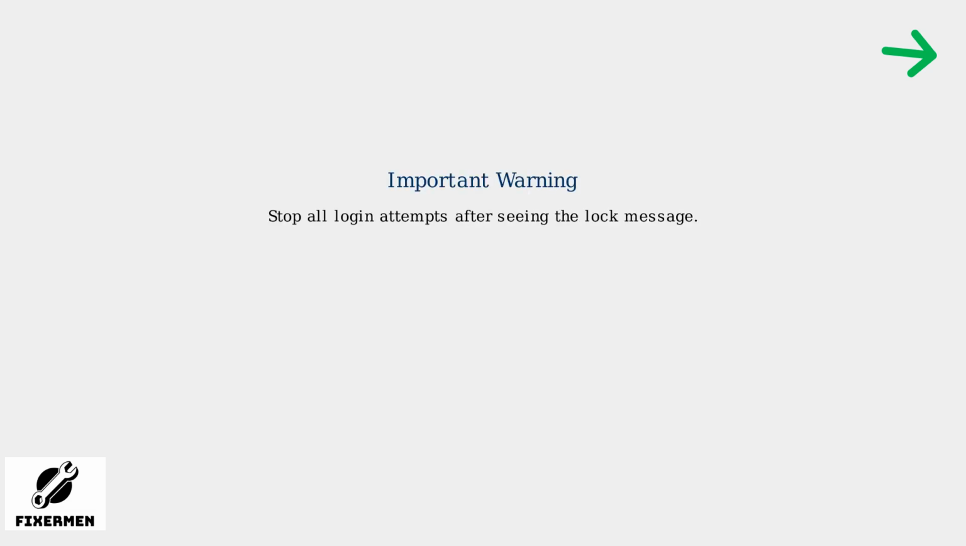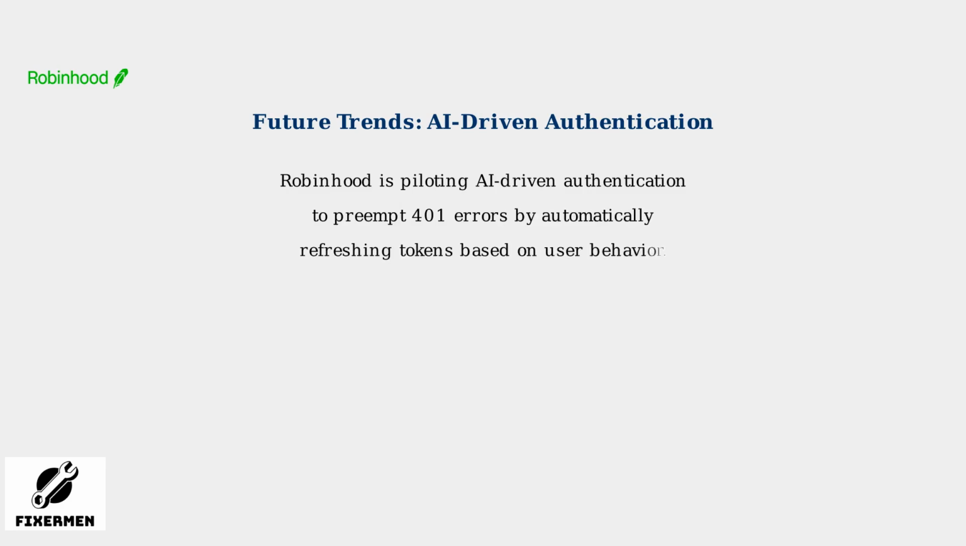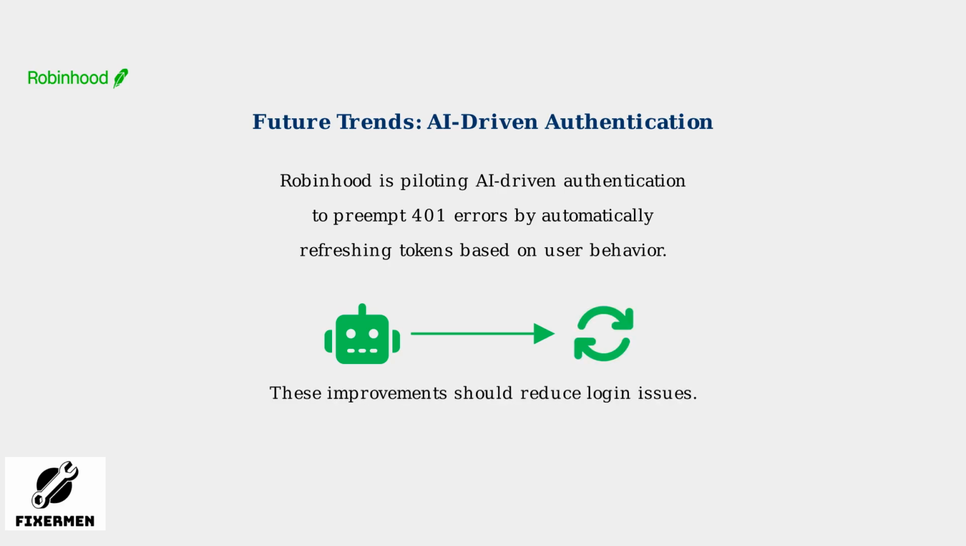Most importantly, once you receive the account lock notification, immediately stop attempting to log in. Continued attempts can prolong the lock period and may require additional verification steps from Robinhood's security team. Robinhood is piloting AI-driven authentication to preempt 401 errors by automatically refreshing tokens based on user behavior. Keep an eye out for these improvements, which should reduce the frequency of login issues.